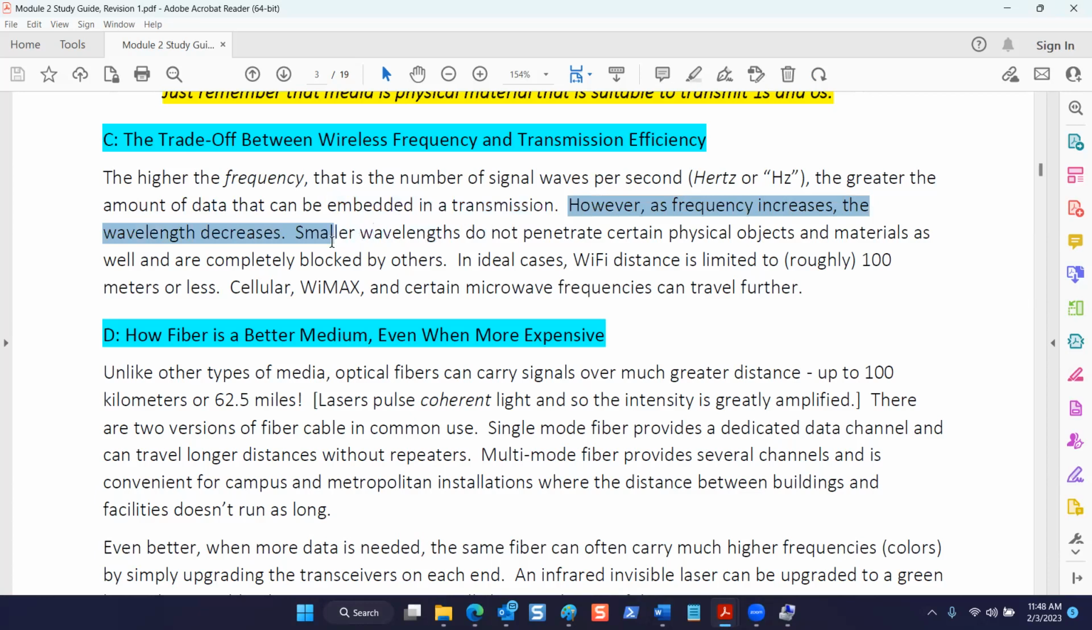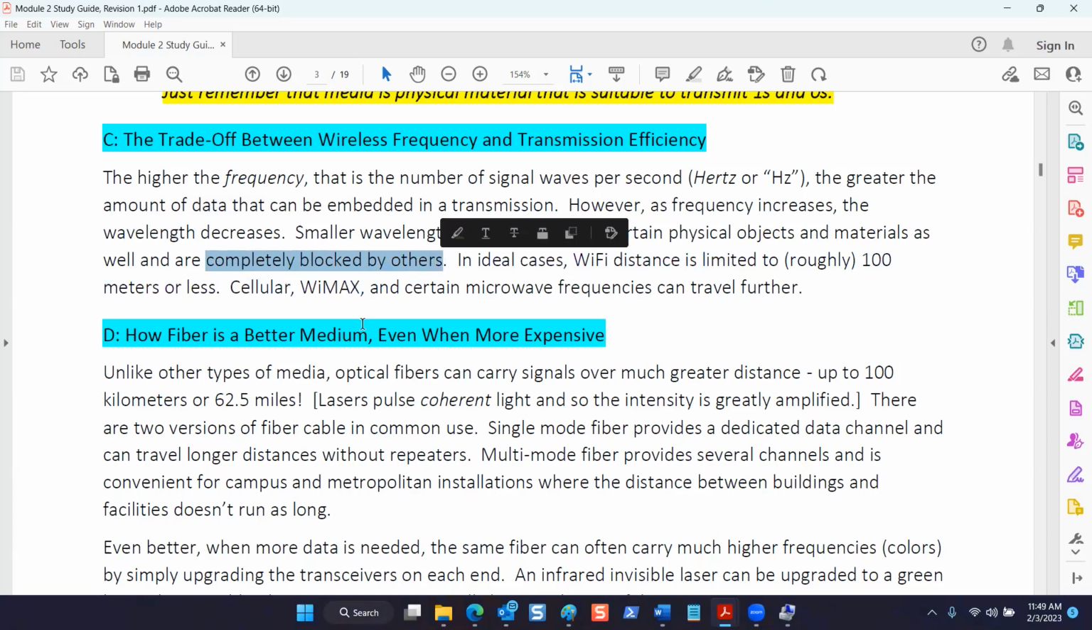As frequency increases, the wavelength decreases. Now, this is one of those things, it's called an inverse relationship. The more waves you pack together to pass a point, because waves usually travel at a specific speed, the speed doesn't change. The speed of a wave does not change. So if there's more of them passing a certain point each second, that means you have more of them, but the length of those waves is shorter. So the higher number of waves you have, the shorter the length of the wave. Smaller wavelengths do not penetrate certain physical objects and materials as well, and are completely blocked by others.